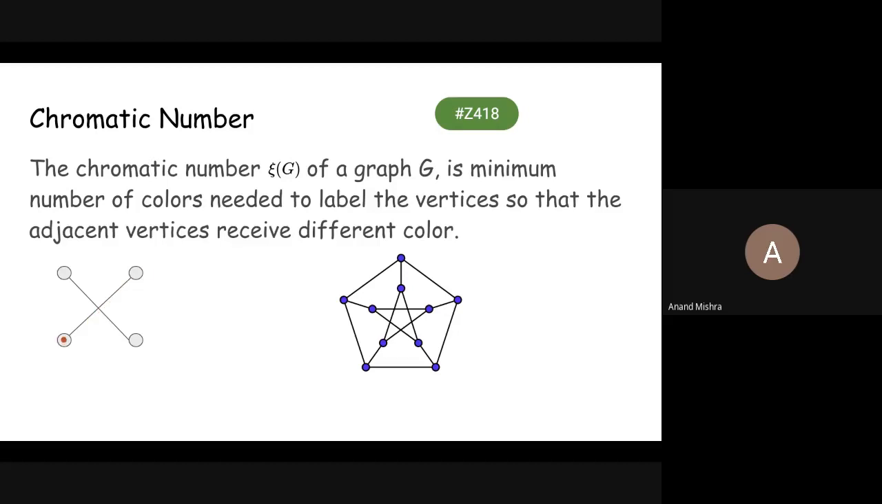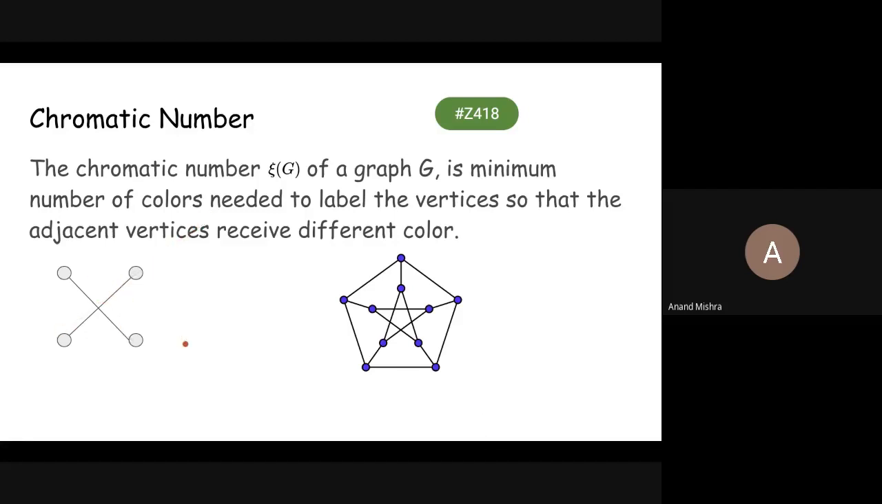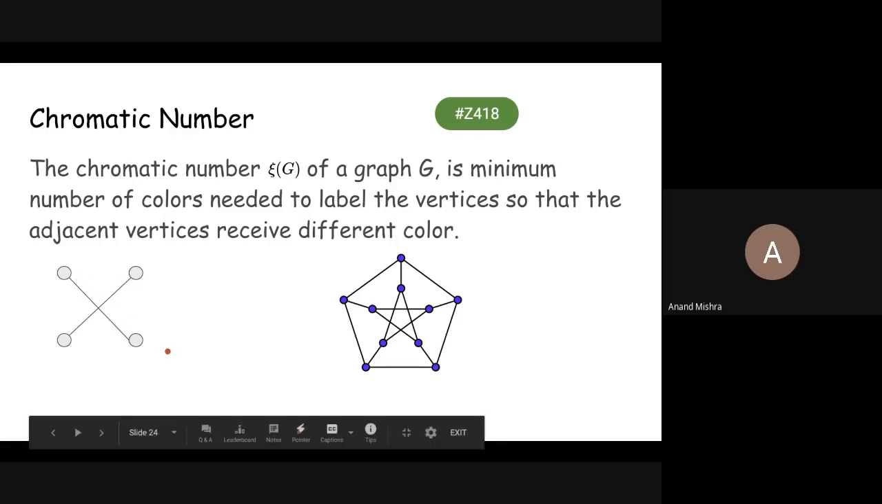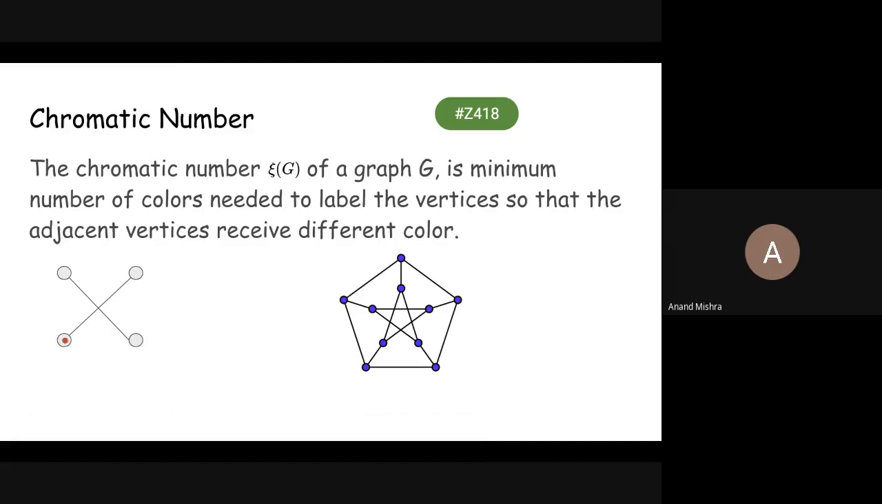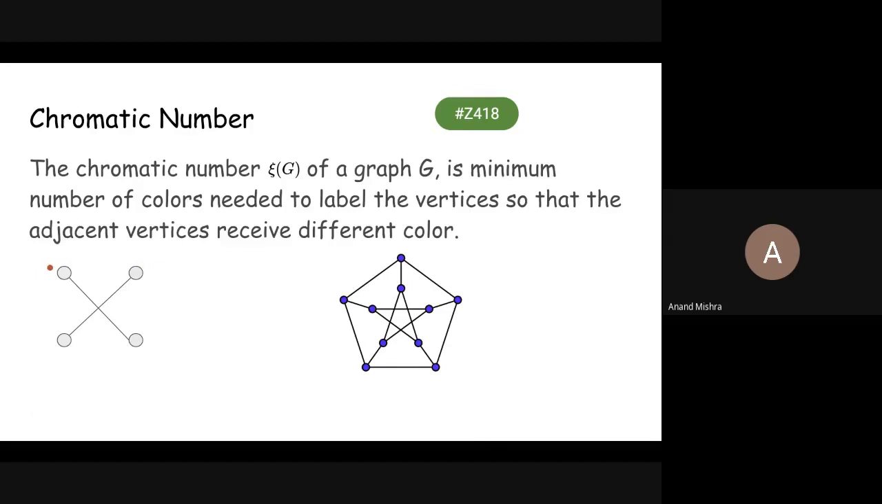How do I do this? I can make it red and green, red and green. These 2 colors will be sufficient, because red and red are not connected, green and green are not connected, and I'm done. So two colors, but can you do it with one color? No, because if you use red color, the adjacent node has to be a different color, so you cannot do this with one color. So the chromatic number of this left graph is 2.